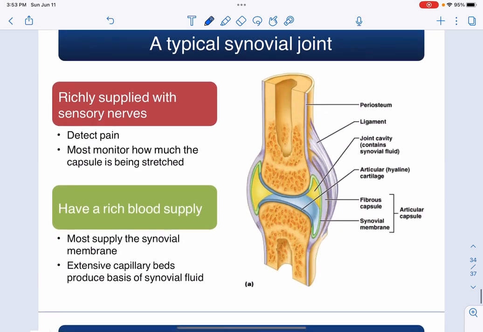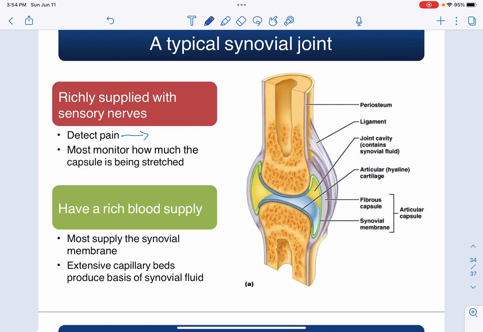So it's also important to realize that synovial joints are richly supplied with sensory nerves and also have a rich blood supply. So sensory nerves are going to be present to be able to detect pain. So if you injure that joint, there are nerves there to detect that pain. And these nerves will also be able to monitor how much that capsule is being stretched, to know how much pressure is being put on that joint.